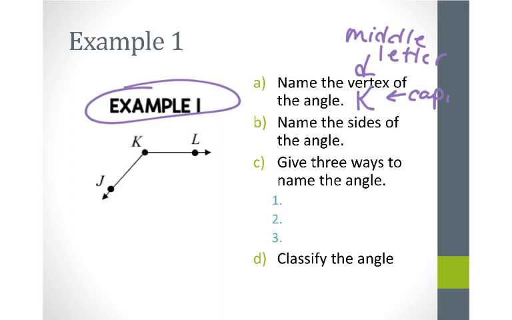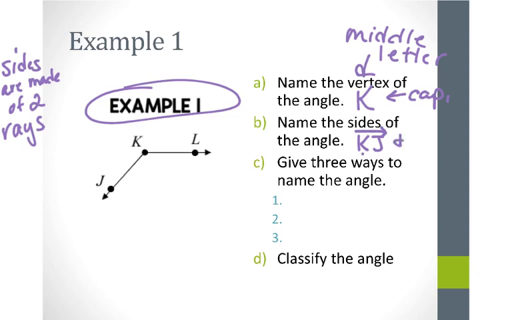Sides are made of 2 rays. A ray has an endpoint and then extends out. In this case, one of my rays is KJ. To show a ray, we draw a line with an arrow pointing over, where your vertex always comes first. And then the next one would be KL.